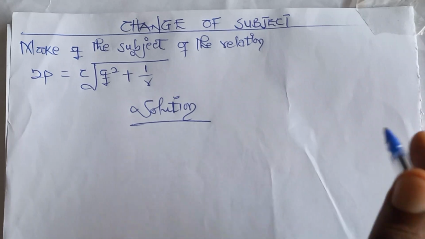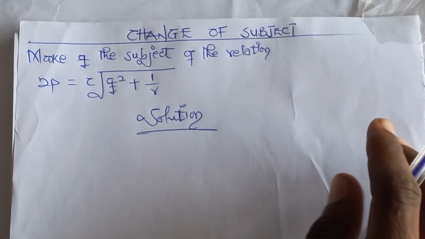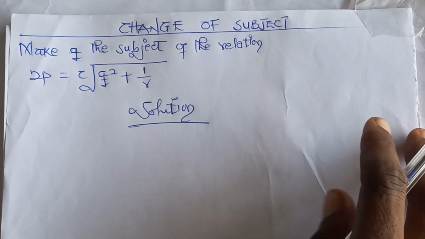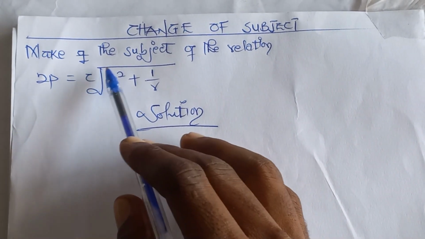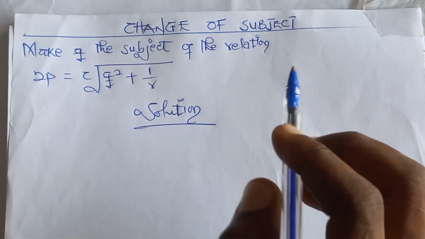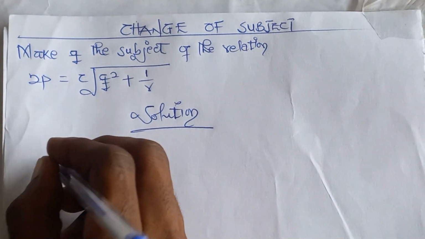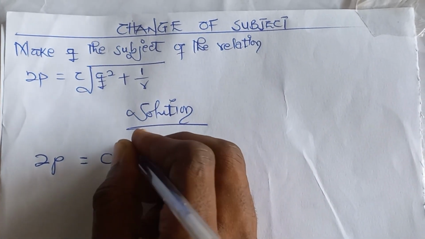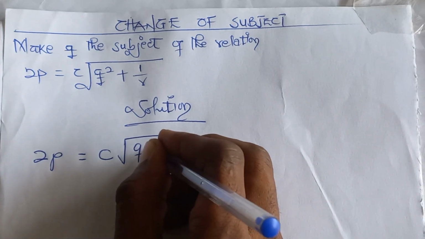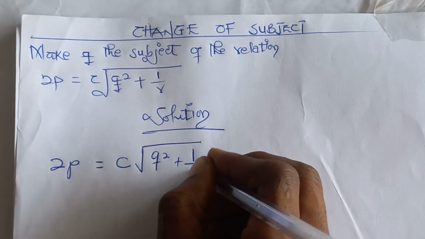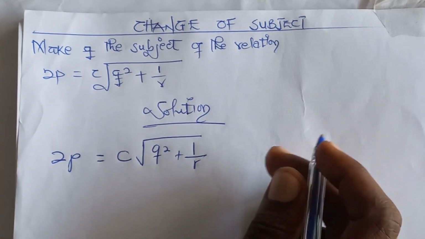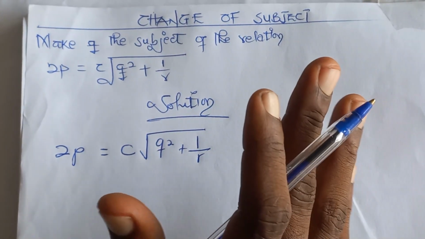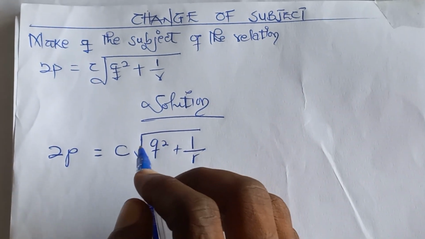So today we are going to look at how to change or make a variable the subject of an equation. Good. So our problem is make Q the subject of the relation, and the relation is 2p, which is equal to c multiplied by root of Q squared plus 1 on r. Good. So first of all, what you need to do is make sure you divide both sides by c, or you will divide through by c.